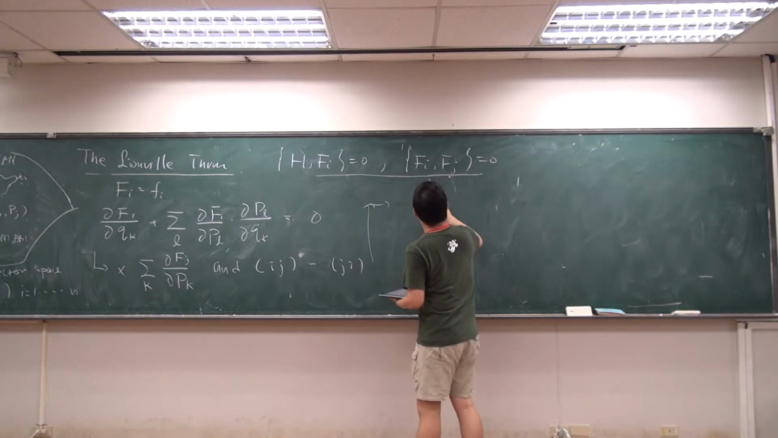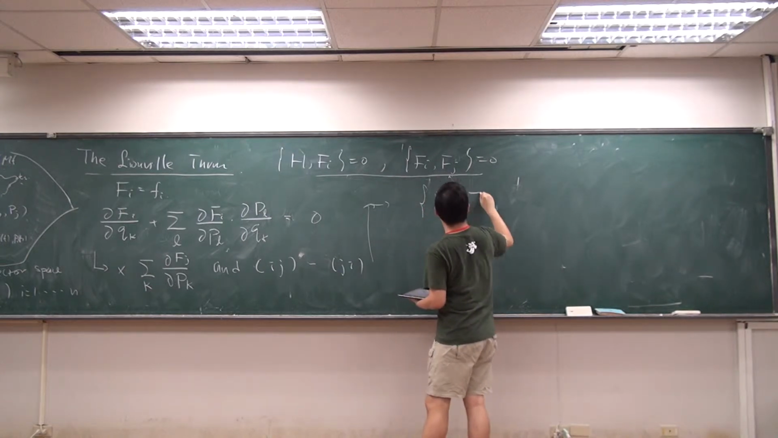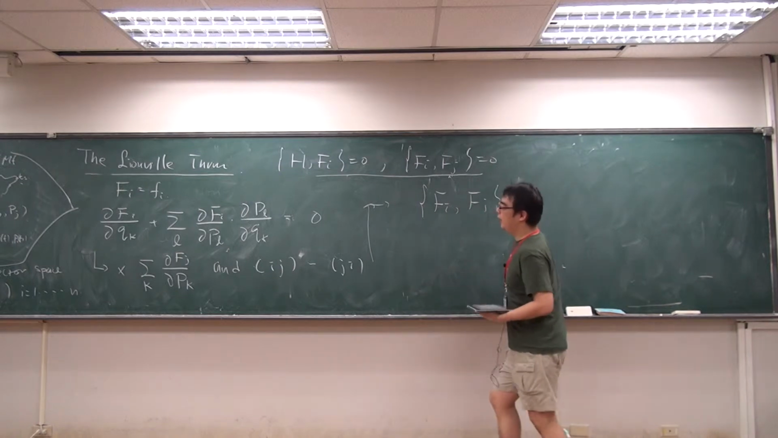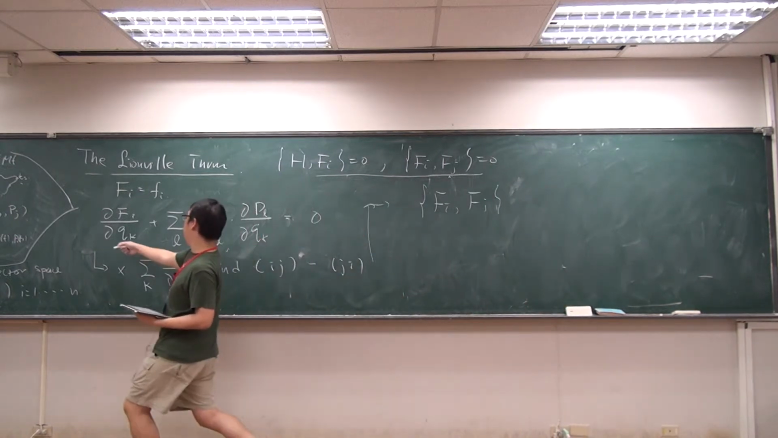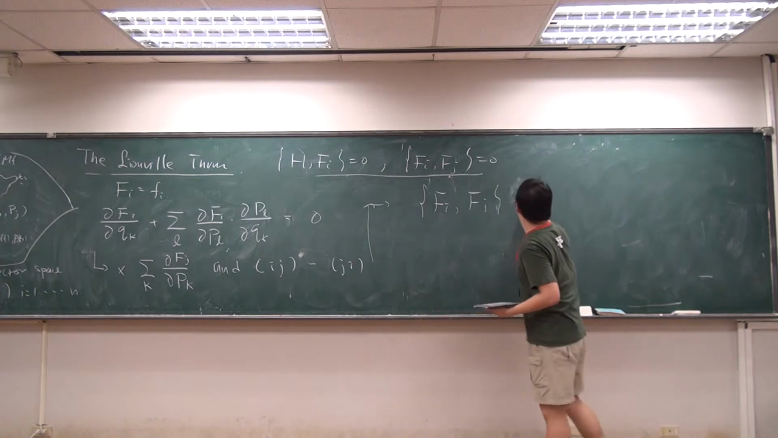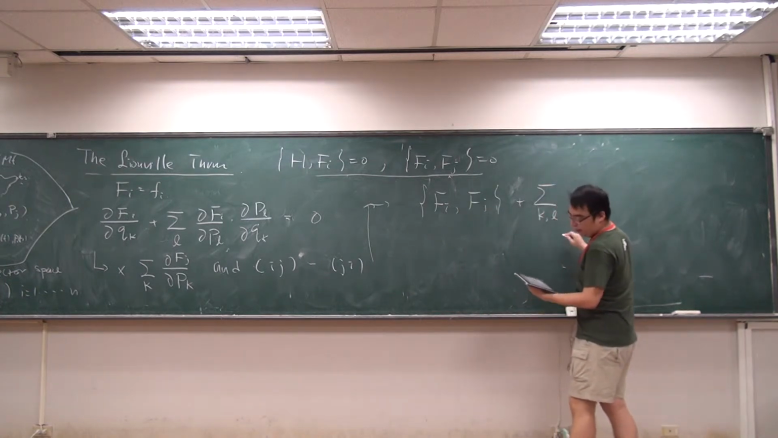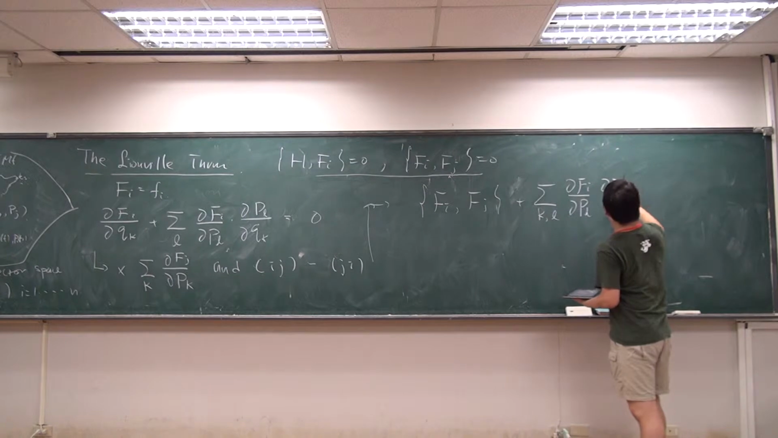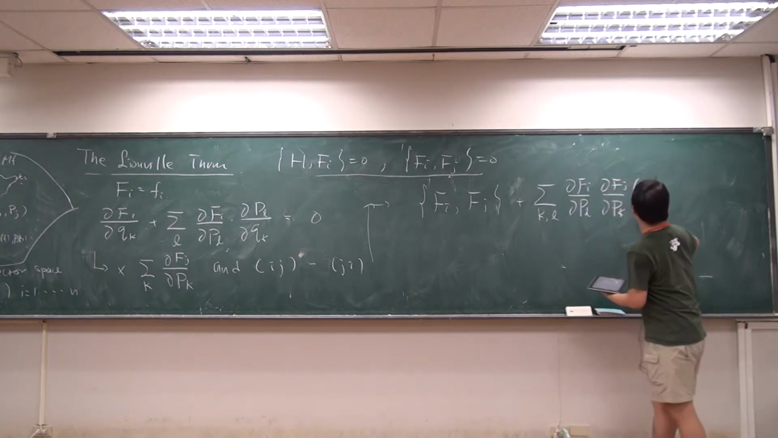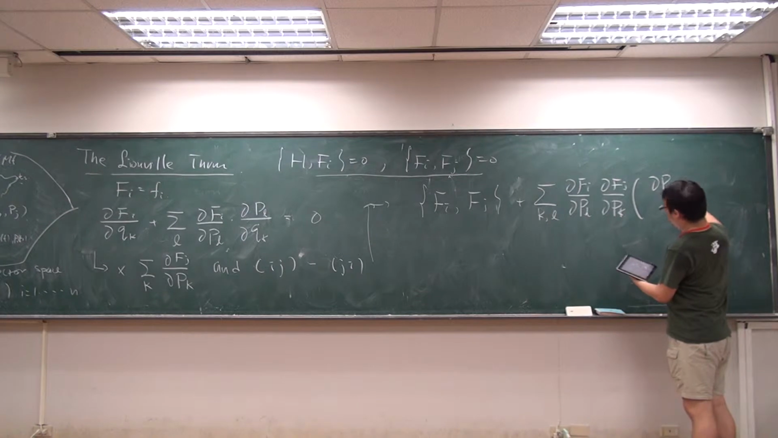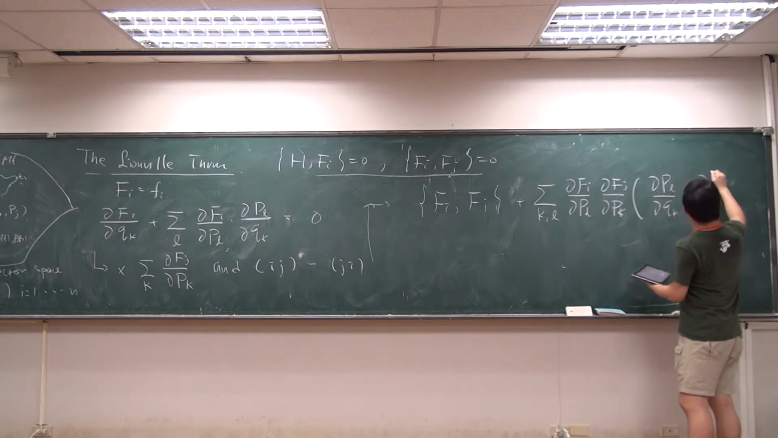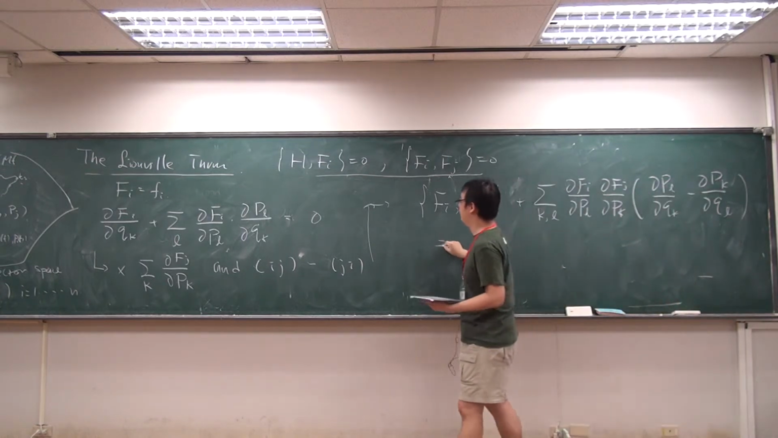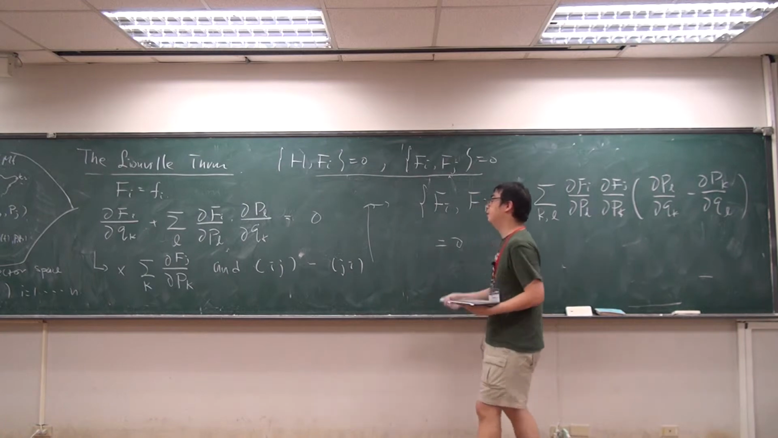The Fi, Fj Poisson bracket, that simply comes from the first term, plus KL, so there's some rearranging. Equals to 0. Instead of 0, subtracting 0.